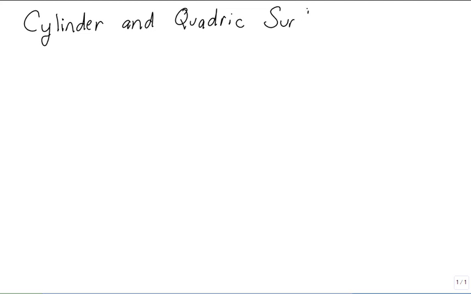Okay, here we're going to talk about cylinder and quadric surfaces. Now, a cylinder, in this case, isn't just what you think of, a can. Other shapes are classified as cylinders, so let's get right to the definition.